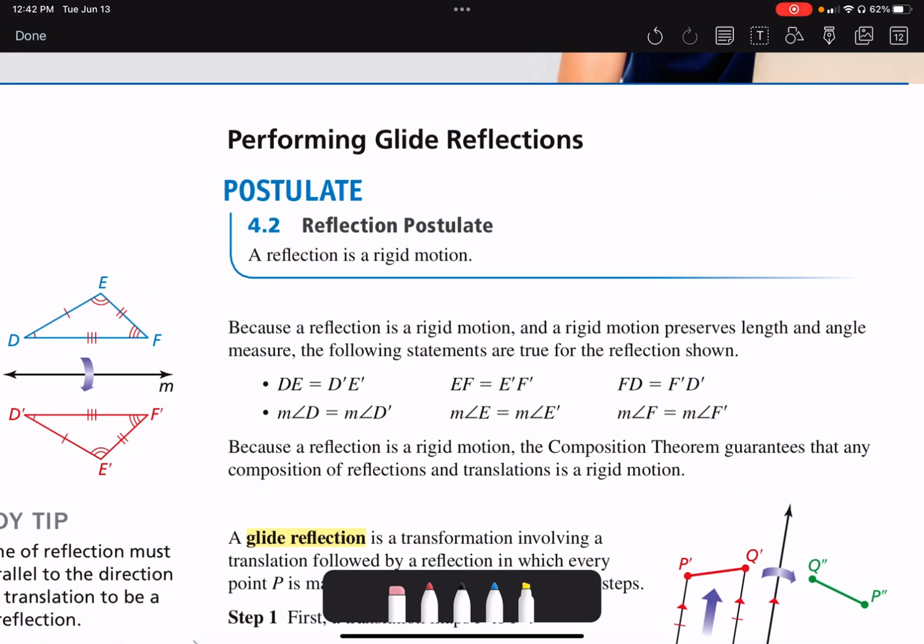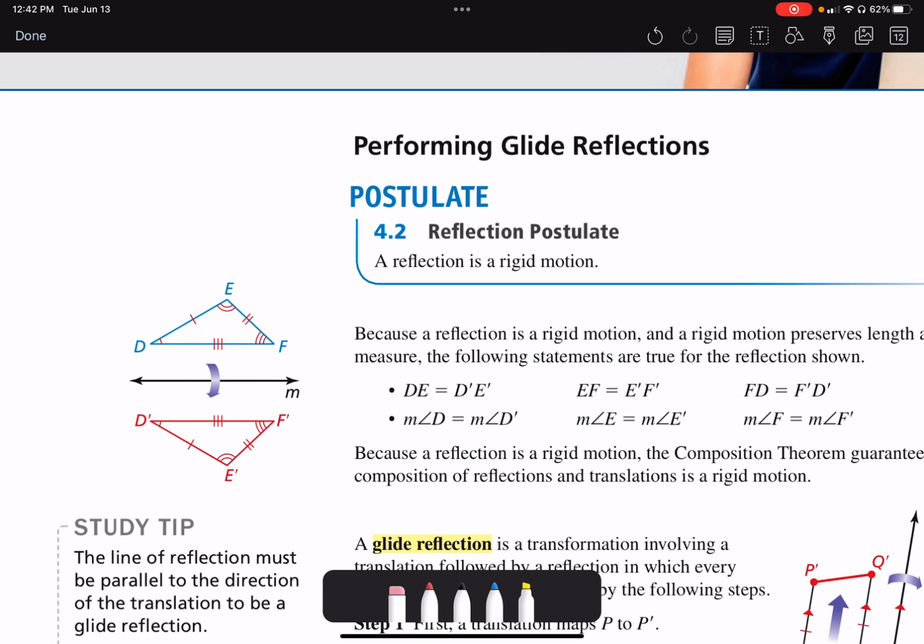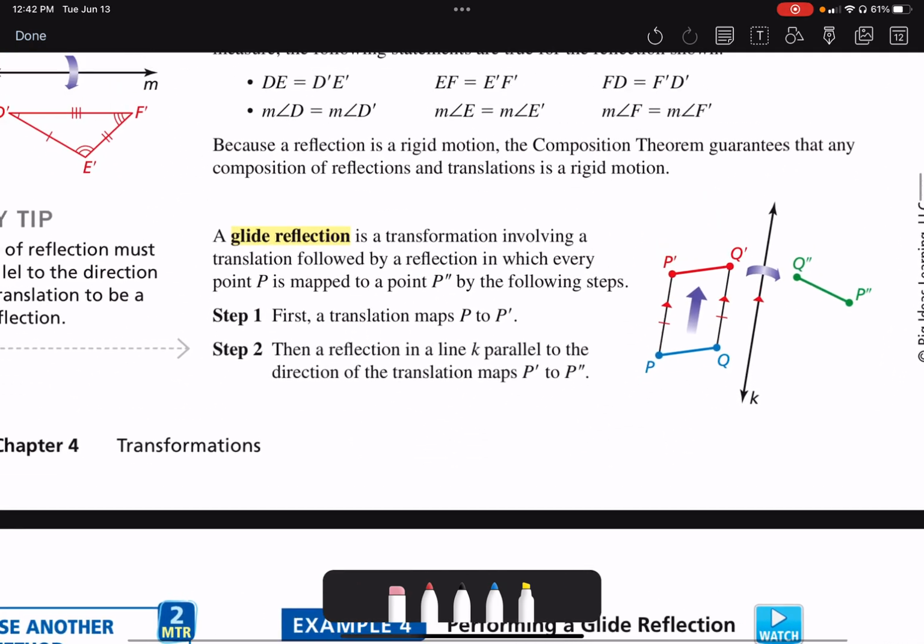All right. So reflection is a rigid motion, right? We're not changing the size or the shape or any of the angles of the figure itself. Again, we're just moving it around the coordinate plane. In this case, we're reflecting it over some sort of axis. That's all we're doing. Notice all the angles are still the same. All the sides are still the same size. And the figure itself doesn't really change besides moving around on the coordinate plane.